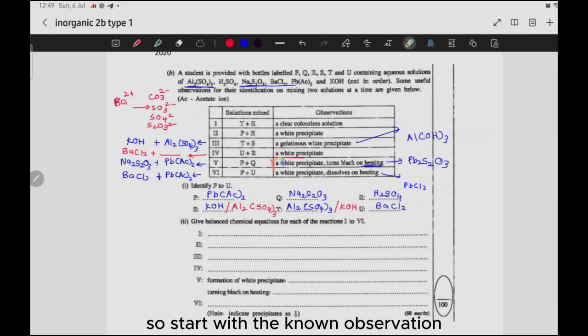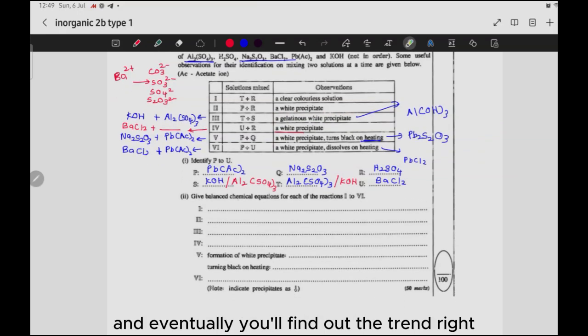So start with the known observation. You see, gelatinous precipitate, you have only 2 in our syllabus. So start with those, right? And eventually you will find out the trend.